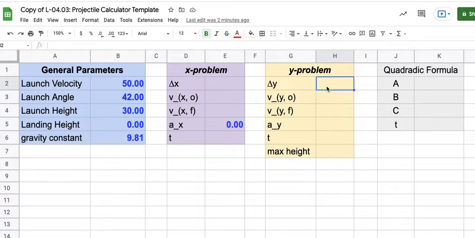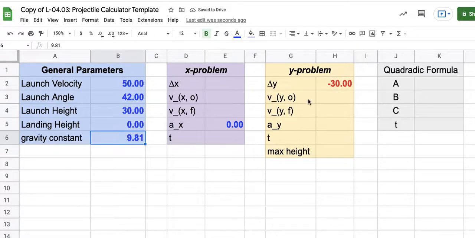The first one is the easy one. To find delta y, we just need to take the final height where it lands minus the launch height. We're going to click in this cell and type equals, then click on this cell, so it puts in B5 minus B4. If you take B5 minus B4, you get delta y. If it starts at 30 and lands at 0, you get negative 30, which is what you would expect. If it starts at 30 and lands at 5, you would expect delta y to be negative 25. No matter what numbers you put in here, delta y will always be calculated.